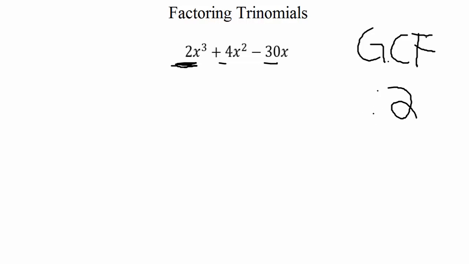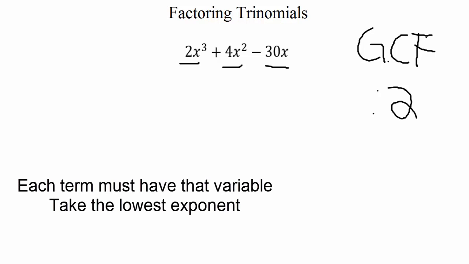Taking a look at the variables then, we need to first see, do each one of our terms have that variable in it? So let's see. We have an x cubed, an x squared, an x. They all have an x. Now what the rule says about variables is this. As long as each term has that variable, the greatest common factor is the one with the lowest exponent.